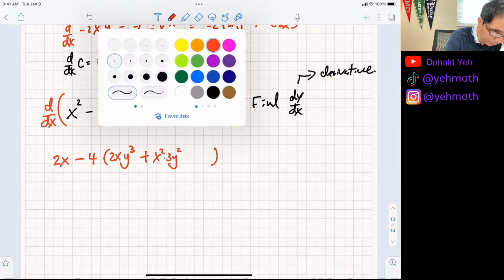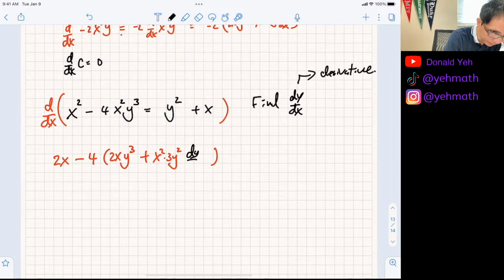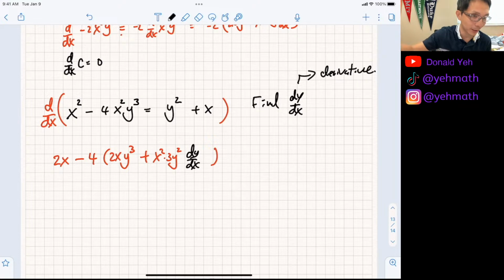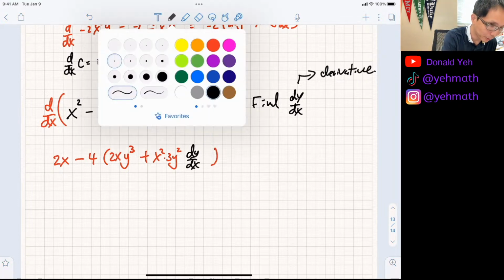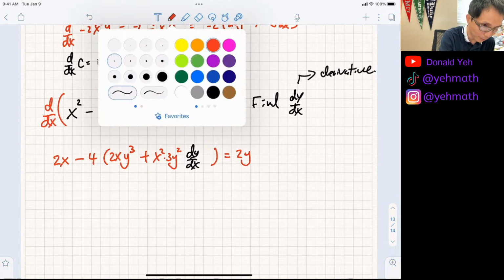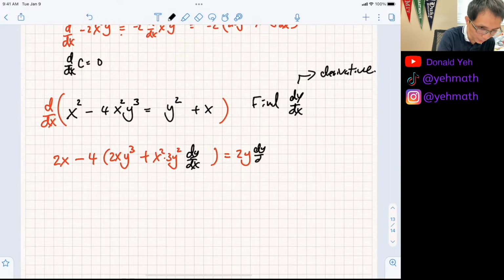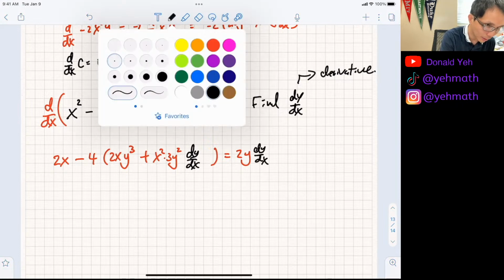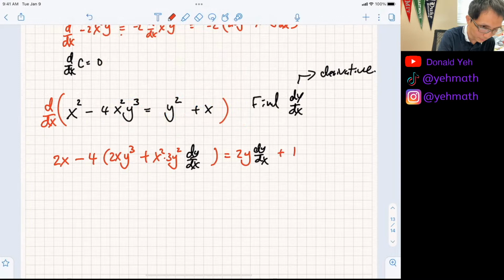And the very, very important thing here, dy/dx. Don't forget that because there's a chain rule. Because you're taking the derivative of y to the cube, it'd be 3y squared, but don't forget the dy/dx. Am I going too fast? Now, every time you take a derivative of y, you're going to get dy/dx. For example, this one, derivative of y squared. Hey, I have a y here, I have to do a chain rule, which is dy/dx. And then plus 1.